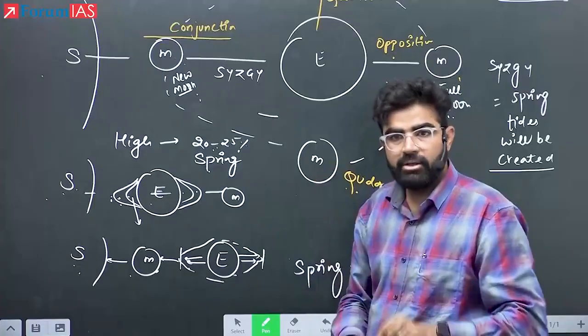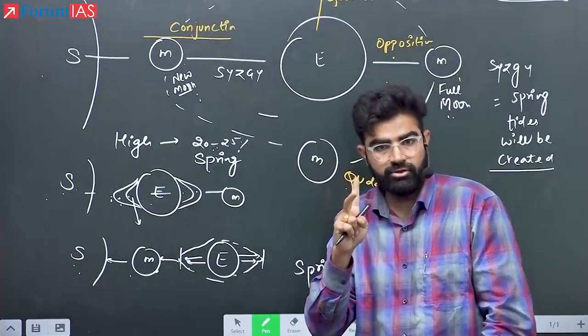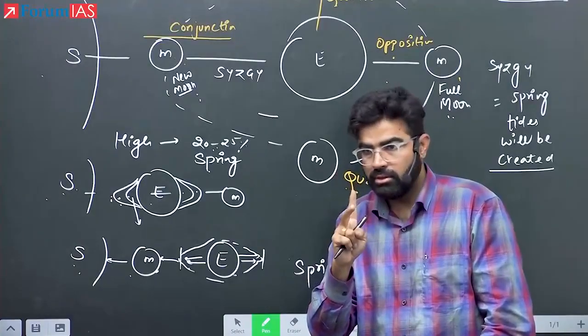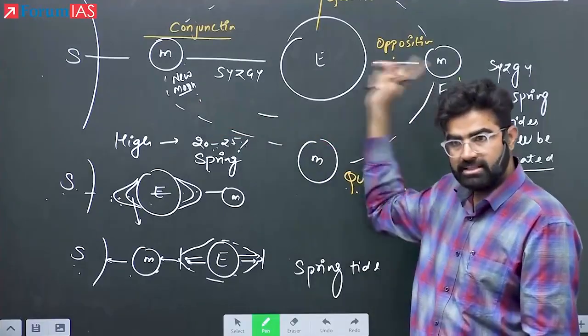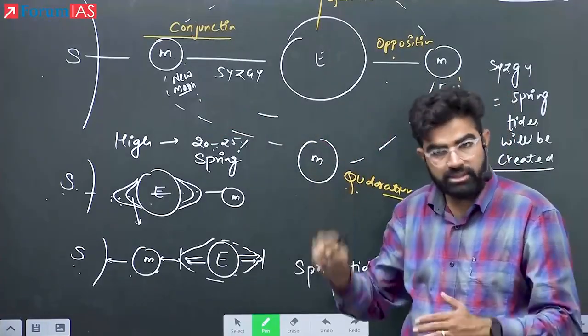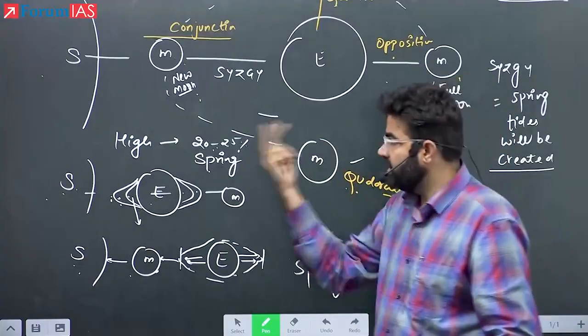So on new moon day and the full moon day, can I use this statement? In each and every place on the earth, in a month, 2 spring tides will be formed for sure. Yes or no? In a month, there would be one day that is new moon day. The second day would be the full moon day. On these 2 days, what will happen? The spring tides will be created. Right? We will write all these things.